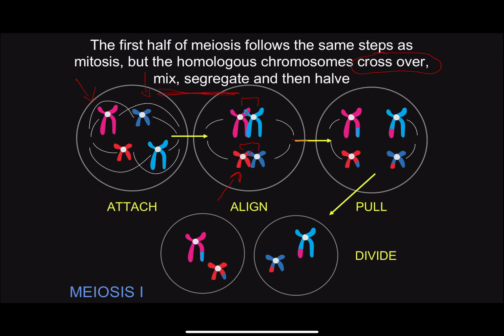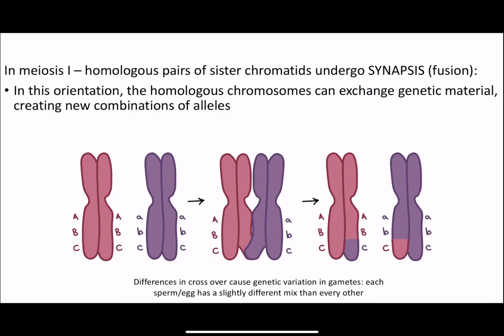And so if we look at what's happened after they start to pull apart here, now we've got a little bit of information from dad's chromosome on mom's, a little bit of information from mom's on dad's, and so on and so forth. And let's zoom in a little bit more at exactly how this is working. So we call this crossover, it's the process of synapsis or fusion, where the sister chromatid arms come together and exchange information.